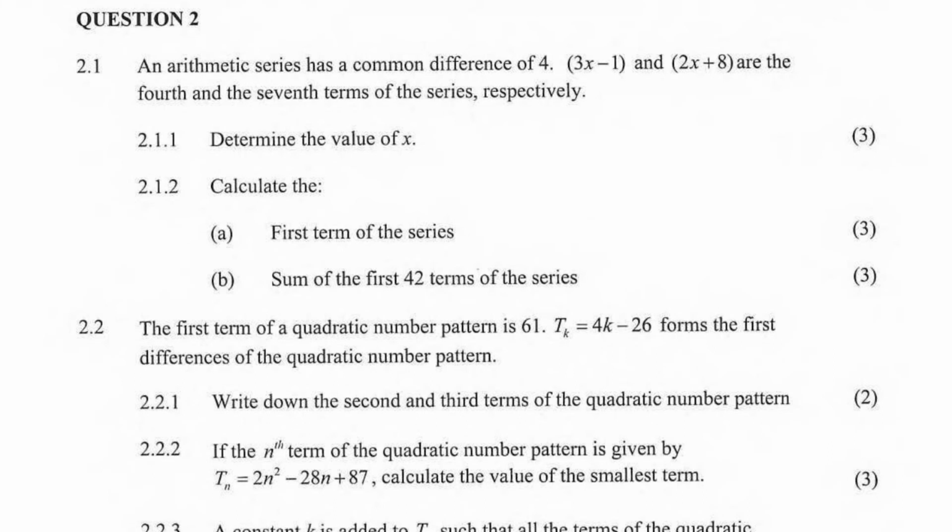2.2.2 says if the nth term of the quadratic number pattern is given by the nth term equal to 2n squared minus 28n plus 87. Calculate the value of the smallest term. All right, so here we're given the nth term, and we're supposed to calculate the value of the smallest term. So how are we going to do that?